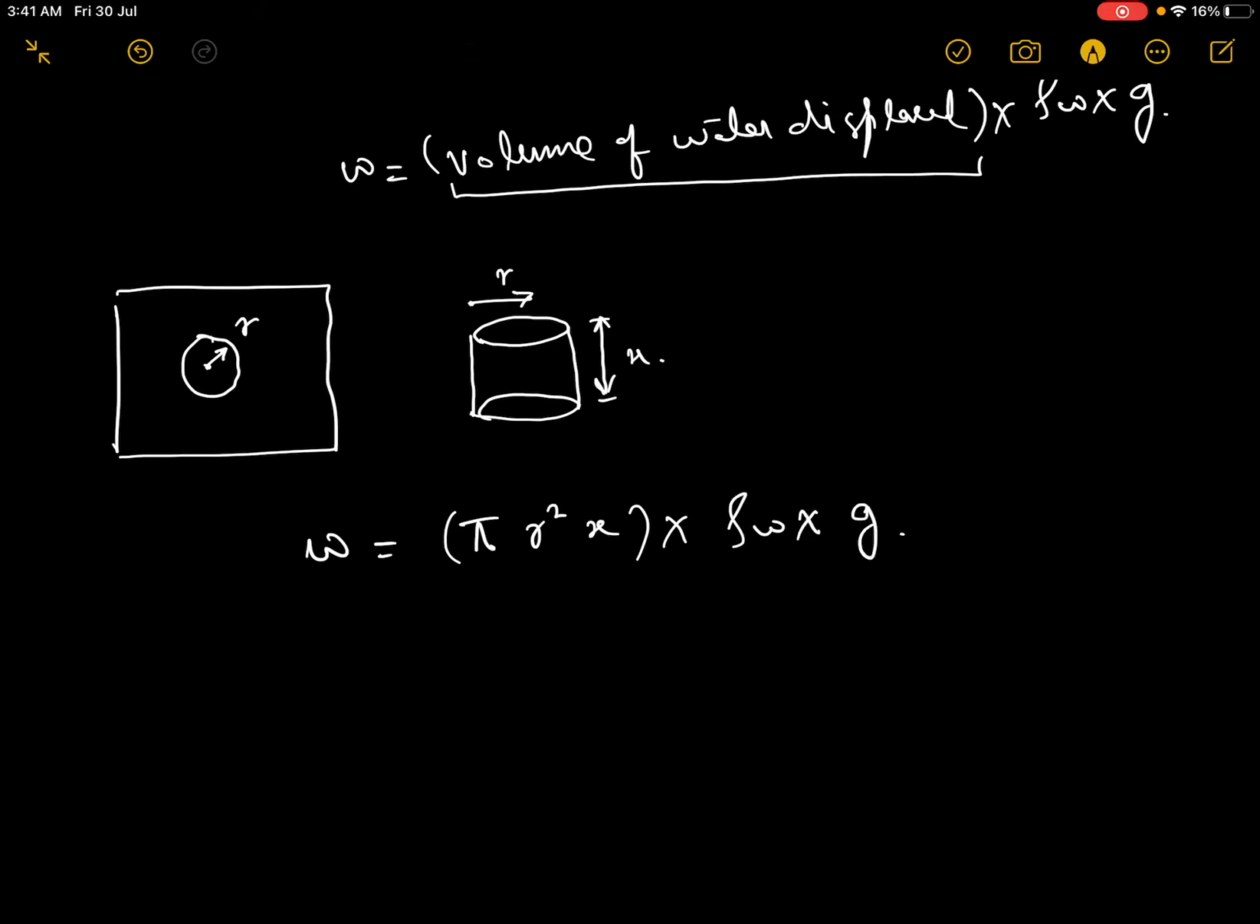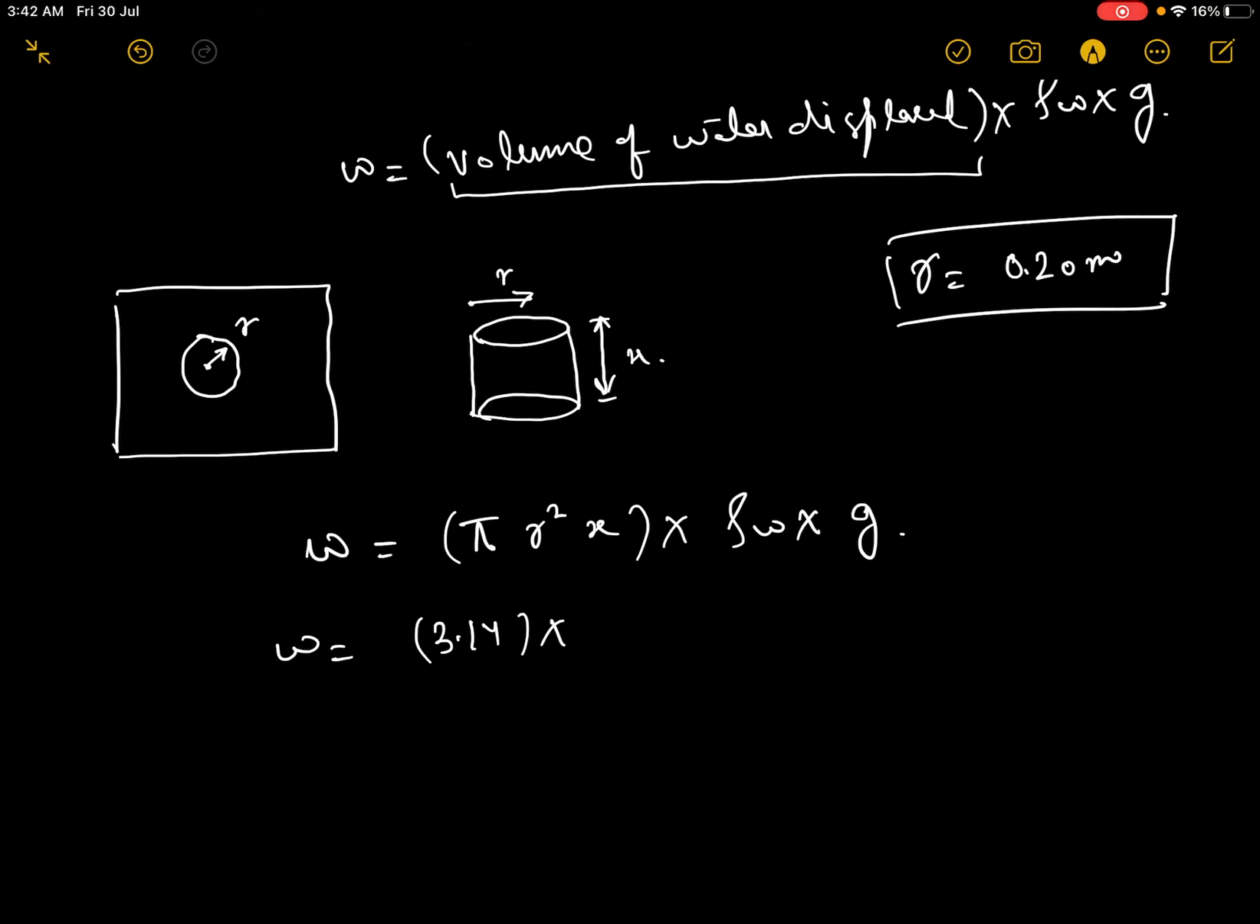So we can put the values now. For pi, 3.14; r, we know it is 0.20 meters. It is given to us, the radius of the ball, multiplied by x. The density of water is 1000 kg per meter cube, and the acceleration due to gravity we can take as 10.